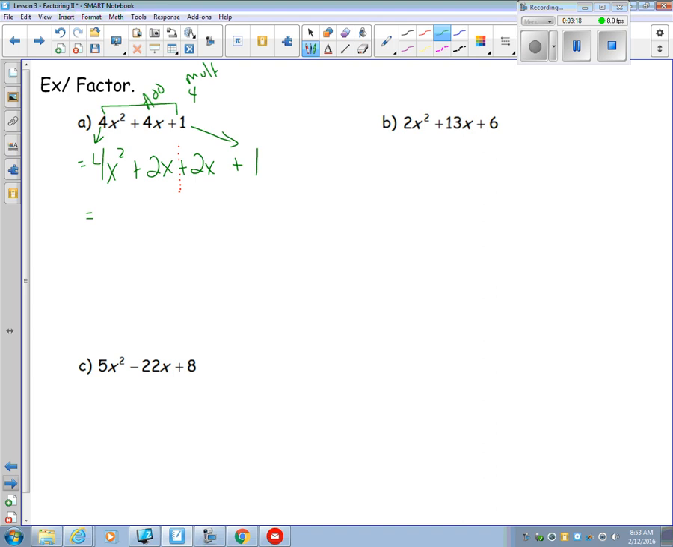What can I take out of the first half? Well, they both have 2x in common. What would we be left with? A 2x and a plus 1. Whatever sign is there, write it down. Okay, tricky part here. What's common to 2x and 1? Not really anything, right? But because of this idea of decomposition, I have to take something out. So we're going to take out a 1.